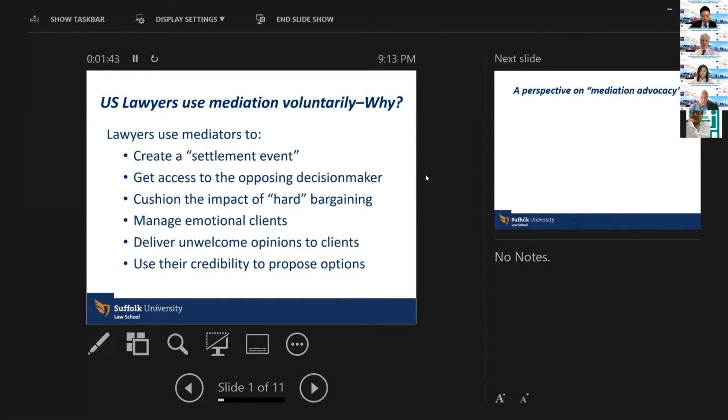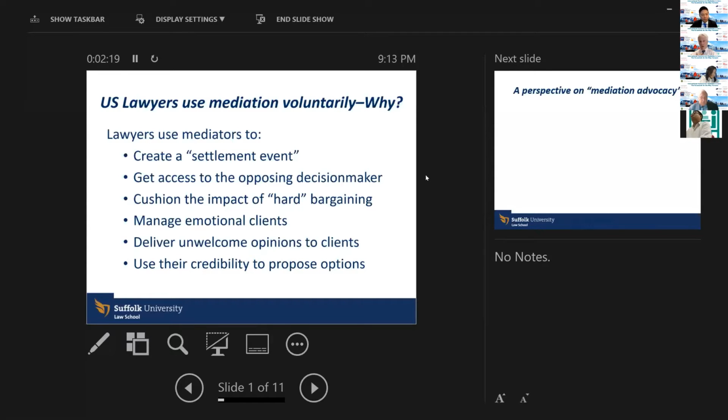Clients get emotional. That's of course true in some kinds of cases. It's also true in business cases, the kind I handle, except they won't admit that they're emotional sometimes. And the lawyers really can't deal with it consistent with their role as loyal warriors. So they have the mediator deal with it. I become a kind of informal therapist sometimes. Sometimes they want a mediator to deliver bad news, unwelcome opinions to opponents, but also to their own clients who they're having difficulty understanding the need for compromise.